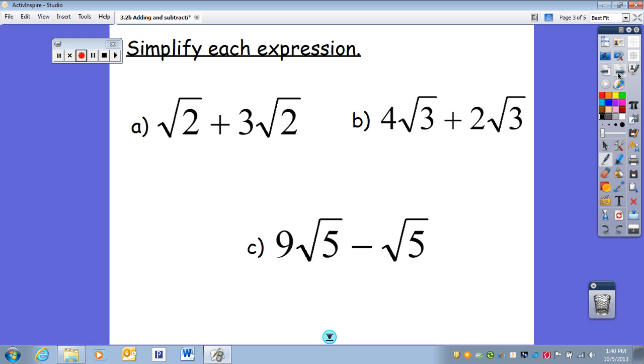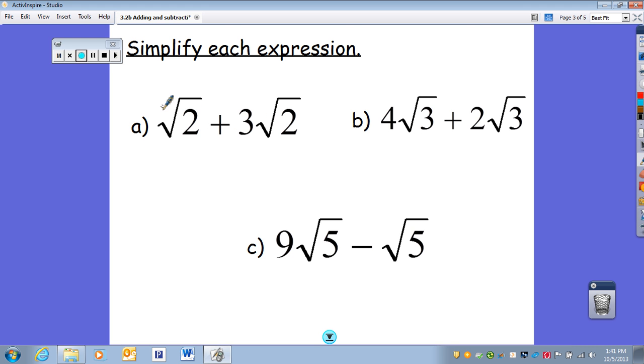Let's do some practicing. If I have the square root of 2 plus 3 square roots of 2, remember that even though there isn't a number written out front, this is going to be 1 square root of 2. So 1 plus 3 would be 4, and we leave the radical, 4 square roots of 2. If we have 4 square roots of 3 plus 2 square roots of 3, we would have 6 square roots of 3. And again, we have 9 square roots of 5 minus 1 square root of 5. If the number isn't written there, it's understood to be 1. So we'd have 8 square roots of 5.